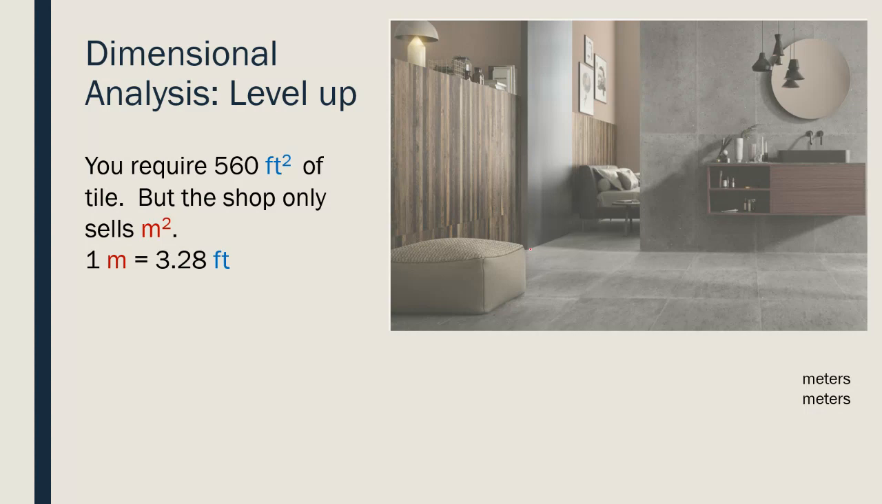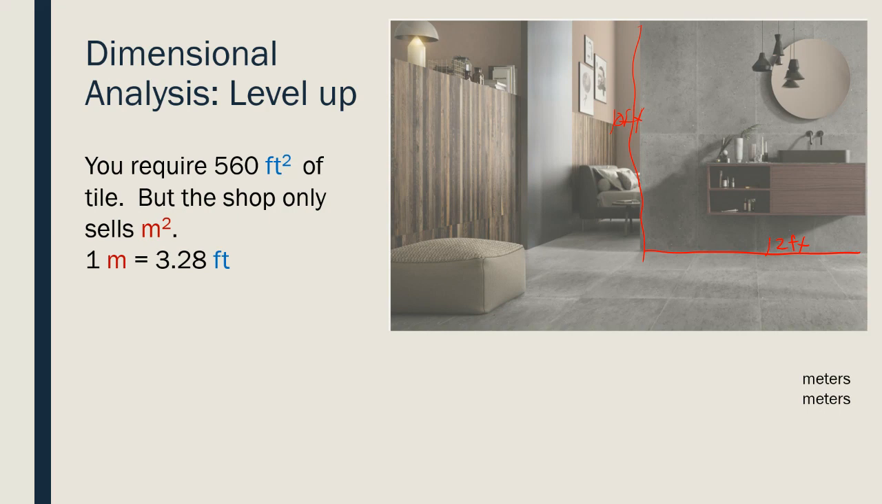So keeping in mind the reason why it's feet squared, right, you would measure this by feet. So let's say that's like 10 feet. And then you would measure this, and let's say that's another 12 feet. And 10 by 12 is 120 square feet. So you need 120 square feet of tile right there. So feet squared. So what you know is 1 meter equals 3.28 feet.